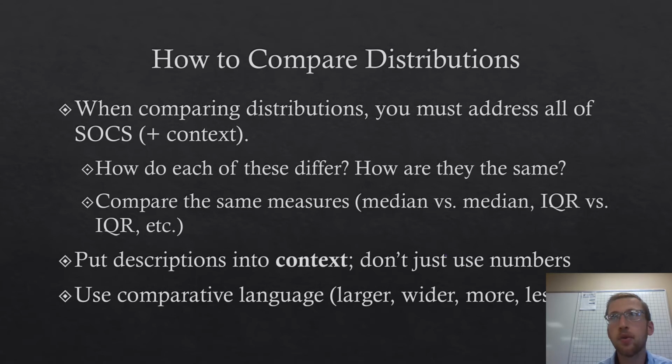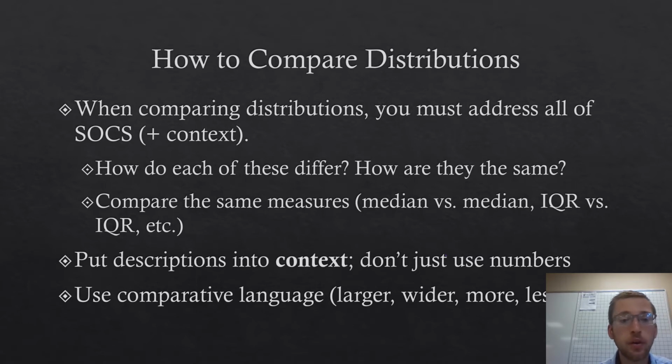I think if I were today to give you an assessment and I said compare these two distributions, you likely would hit on a lot of the things that I'm looking for. But when I ask you to compare distributions from here on out, there are some very specific things that I'll be looking for. So I'm going to run through a few examples. But first, when comparing distributions, you have to address all of SOX and then put it into context as well. So shape, outlier, center, spread, and then put that into context.